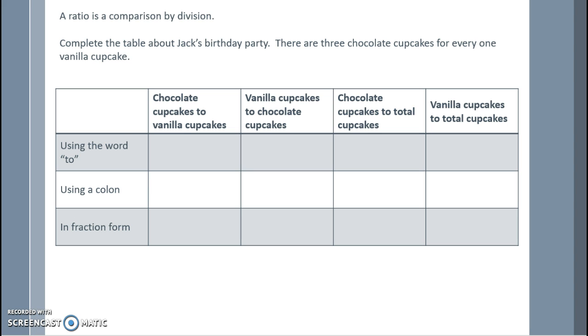Okay, so chocolate cupcakes to vanilla cupcakes. So for every 3 chocolate, there is 1 vanilla, so 3 to 1. Vanilla to chocolate cupcakes is 1 to 3, the exact opposite. Now the last 2 are talking about the total number of cupcakes. So 3 plus 1 is 4. So chocolate cupcakes to the total is 3 to 4, and vanilla to the total is 1 to 4. Using the colon, our numbers stay in the same location, just with the colon. And in fraction form, the numbers stay the same. We use them in fractions.